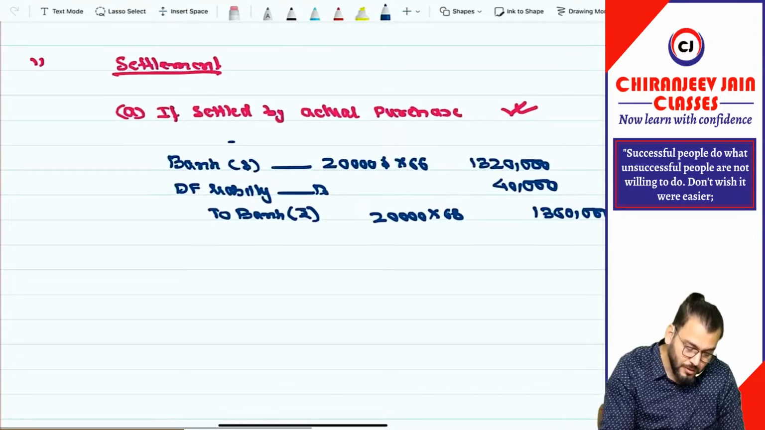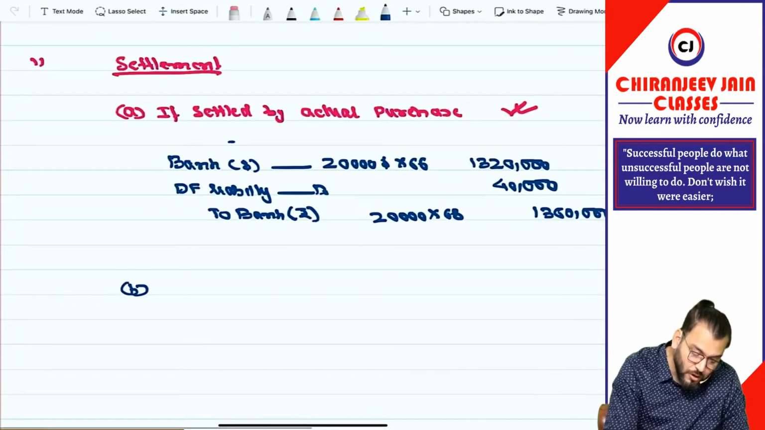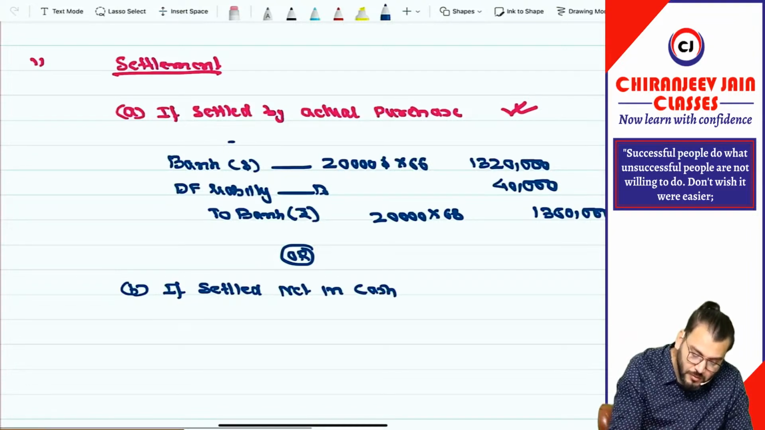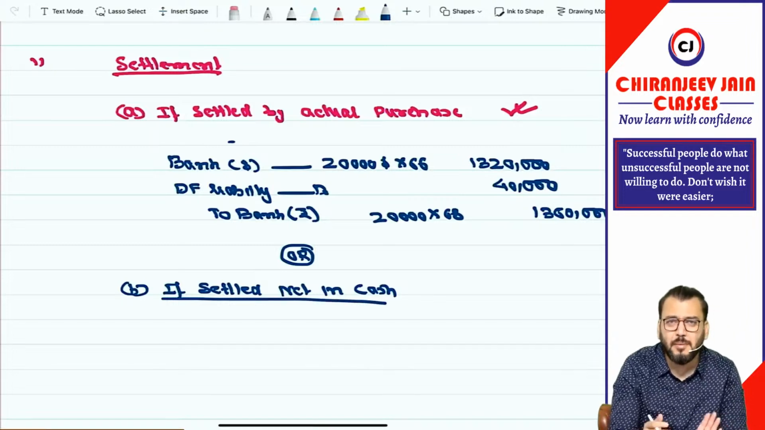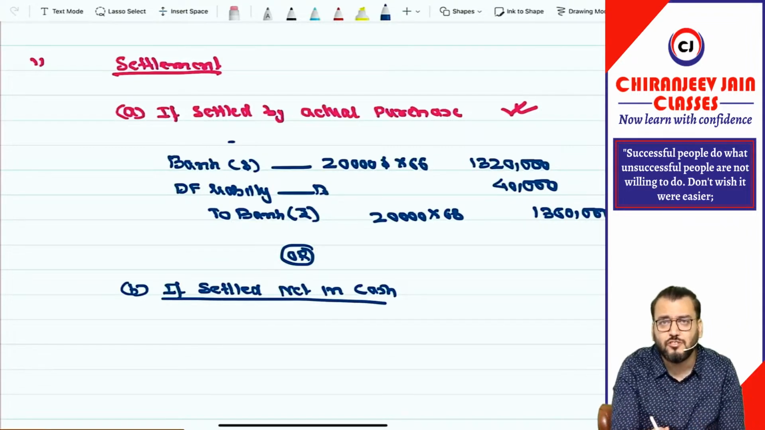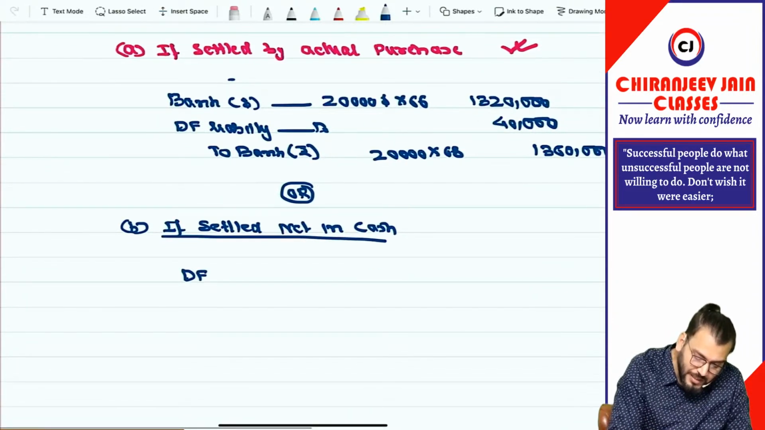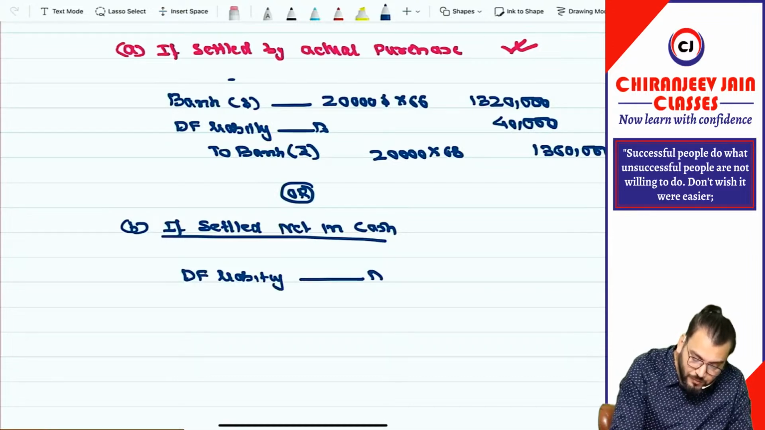Correct. Then point number B, write down. Or if the question says if settled net in cash, then simply there is an obligation to pay 40,000 in this contract. We'll pay 40,000. What journal entry? Derivative financial liability account debit, 40,000 to bank. Simple, one journal entry will do.